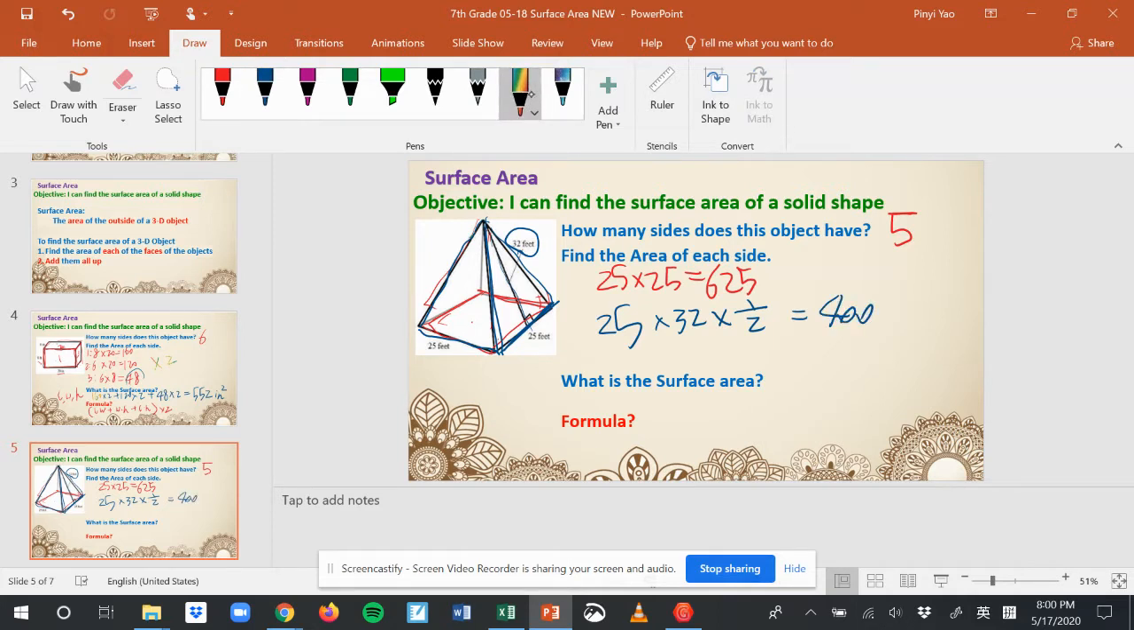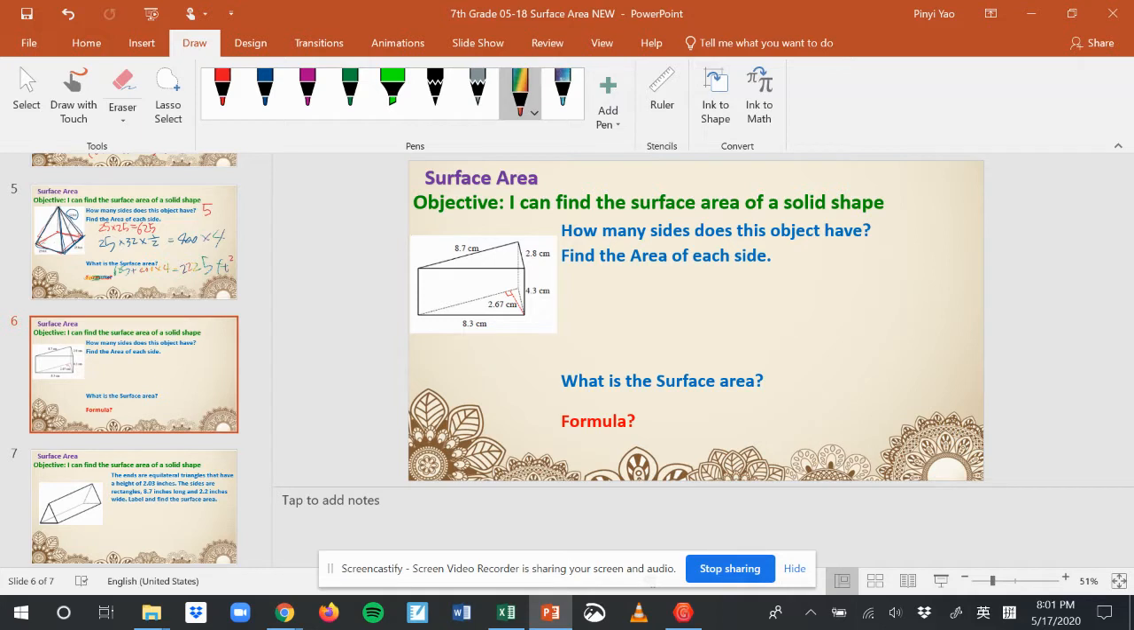We have a front, a left, a right that we can actually see, and the left and the right on the back. So basically that needs to be multiplied by 4. So we have 625 plus the 400 times 4, which is 1600, that's 2225. And don't forget a unit, which is feet square. As for the formula for this one, there isn't exactly a formula, but what you can do is calculate each of the sides and know it's going to be a square on the bottom, and then you have 4 triangles.